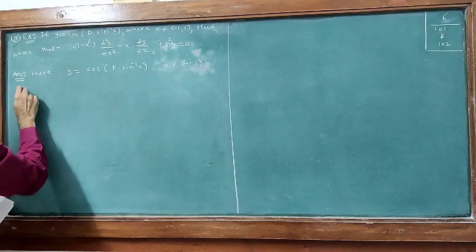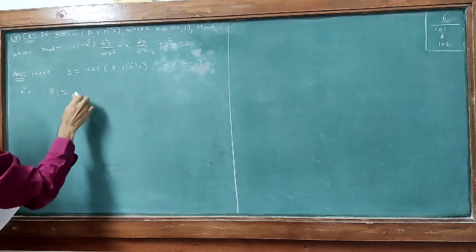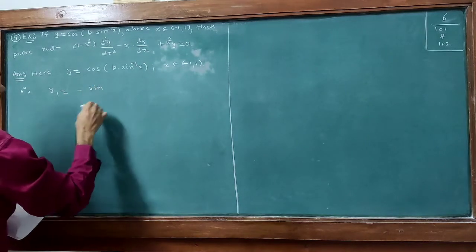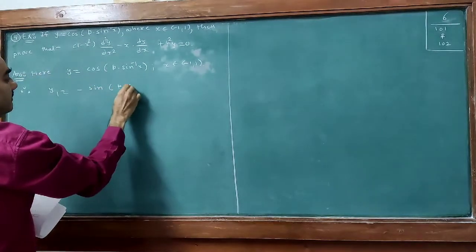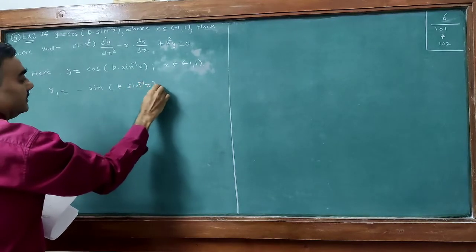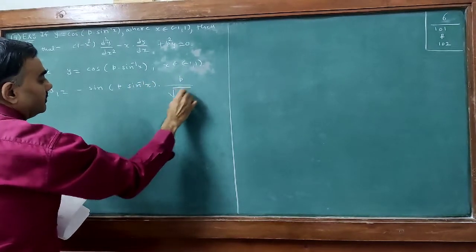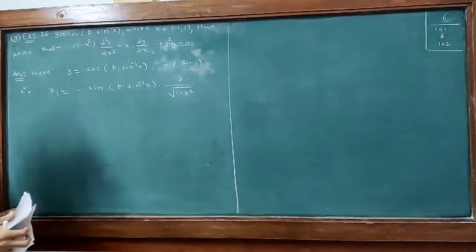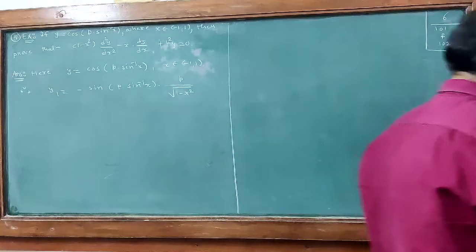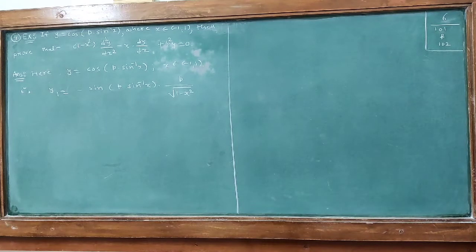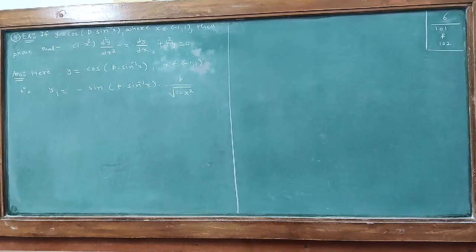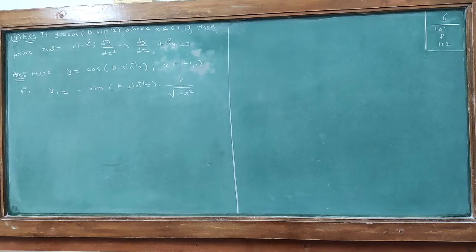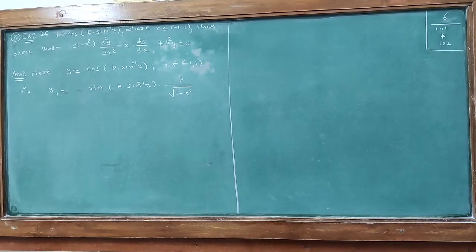And therefore y1 is minus sin(p sin inverse x) into p upon square root of 1 minus x square. The derivative of cos is minus sin, p sin inverse x, where p is constant, and the derivative of sin inverse x is 1 upon square root of 1 minus x square.